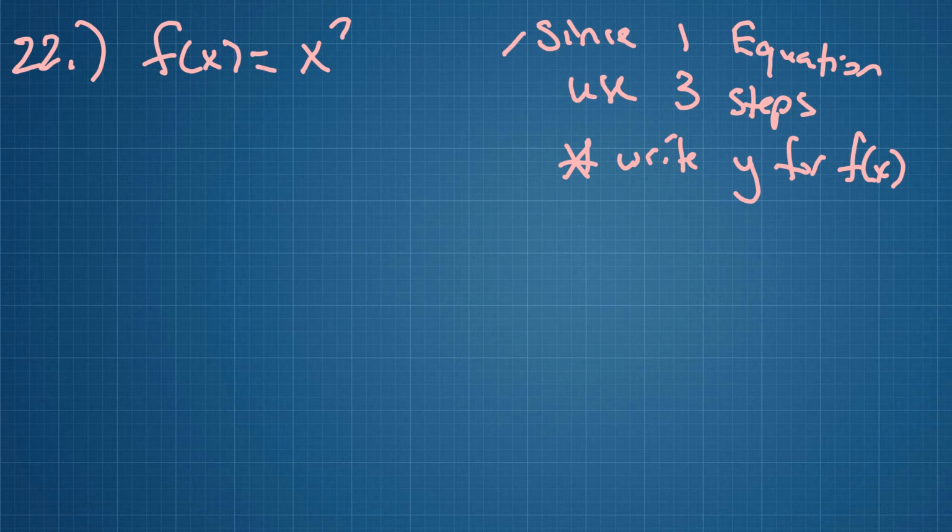All right, number 22 says f of x equals x to the 7. So remember, since there's one equation and the directions say find, you're going to use your 3 steps. The first thing you got to do is you have to write y instead of f of x. So I say y is equal to x to the 7th. Now I switch x and y.